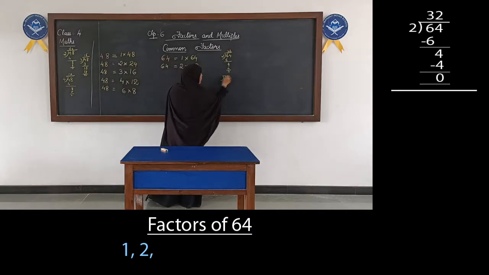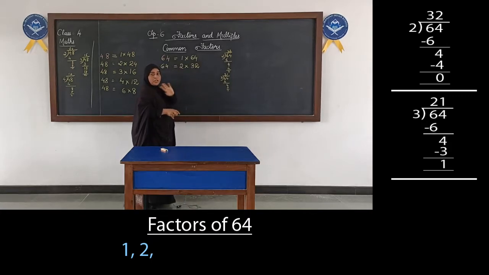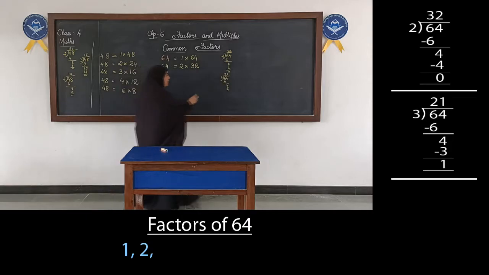Now let us try for 3. 64 divided by 3. 3 2s are 6 and 3 1s are 3, but it leaves one remainder. Okay, so 3 is not a factor of 64. Then 4. Let us try for 4.